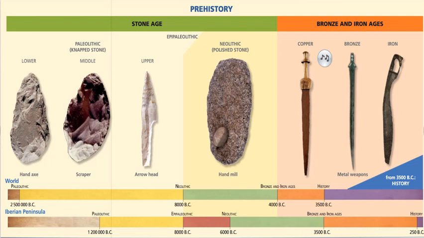So the Stone Age is divided into three parts: Paleolithic, Mesolithic, and Neolithic. Paleolithic means the primitive age, Mesolithic the middle stone age, and Neolithic the new stone age. After that the Bronze and Iron Age occurs, in which there is drastic use of copper and iron. So this period is regarded as the copper and iron age, which contains the copper age, bronze age, and iron age.